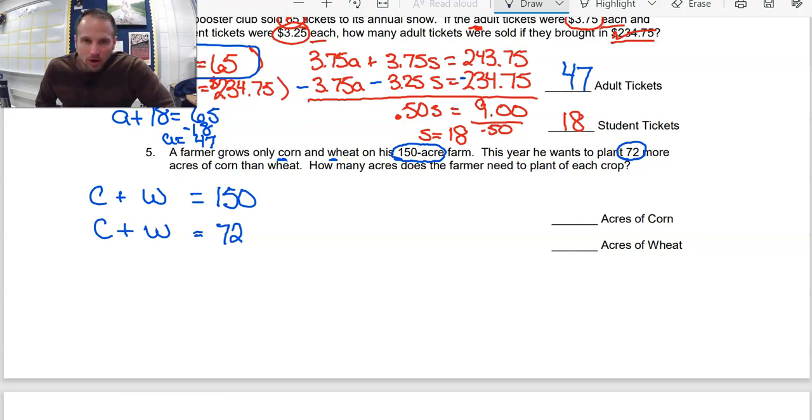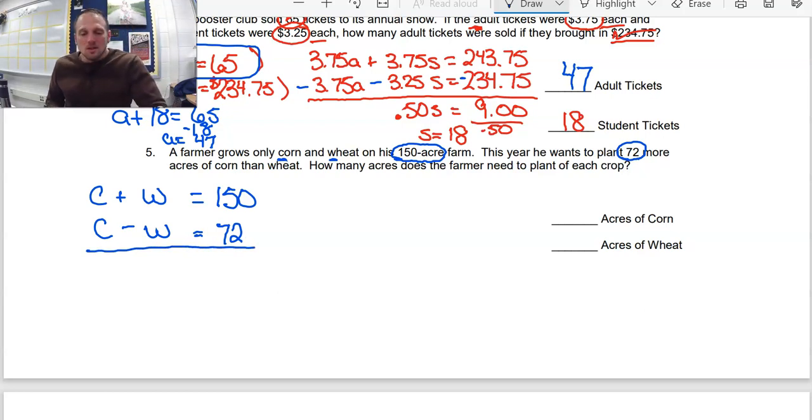But I can't have that same equation on the bottom, otherwise this just isn't going to work, because C plus W, corn plus wheat, is 150, not 72. So what are we going to do in the second one? Well, let's think about it like this. I know that corn is bigger than wheat, right? And how much bigger is corn than wheat? 72. He wants it to be 72 bigger than wheat this year. So if I take my corn and I subtract my wheat, I should have 72 left. If corn is 72 bigger than wheat, if I subtract that, I should have 72 left. So that's what I'm going to do. I'm going to subtract that, and I'll have 72 left.